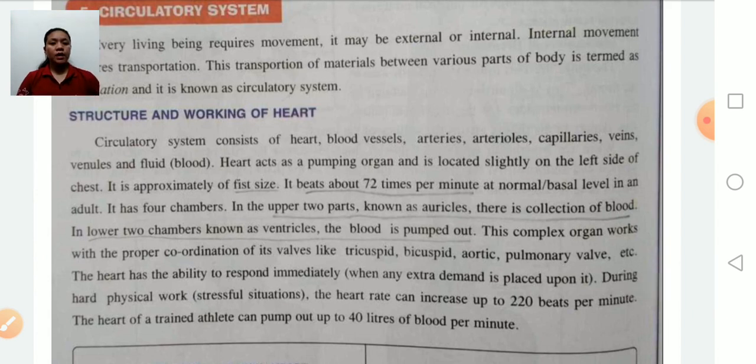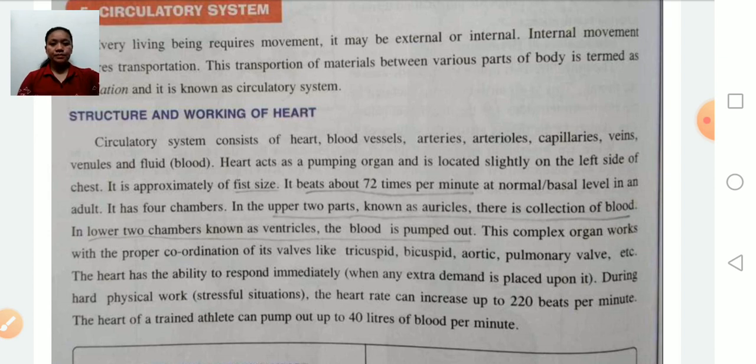Structure and working of the heart. The circulatory system consists of the heart, blood vessels, arteries, arterioles, capillaries, veins, venules, and fluid blood. The heart acts as a pumping organ and is located slightly on the left side of the chest. It is approximately the size of your fish, and it beats 72 times per minute at normal breath.